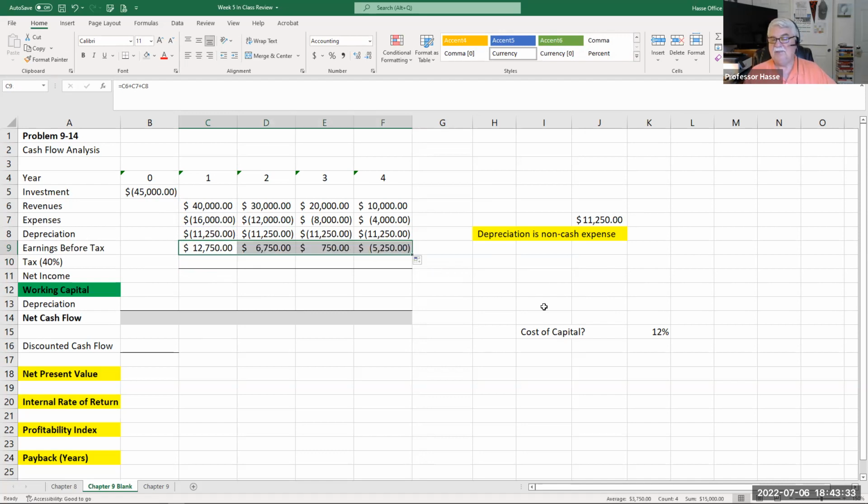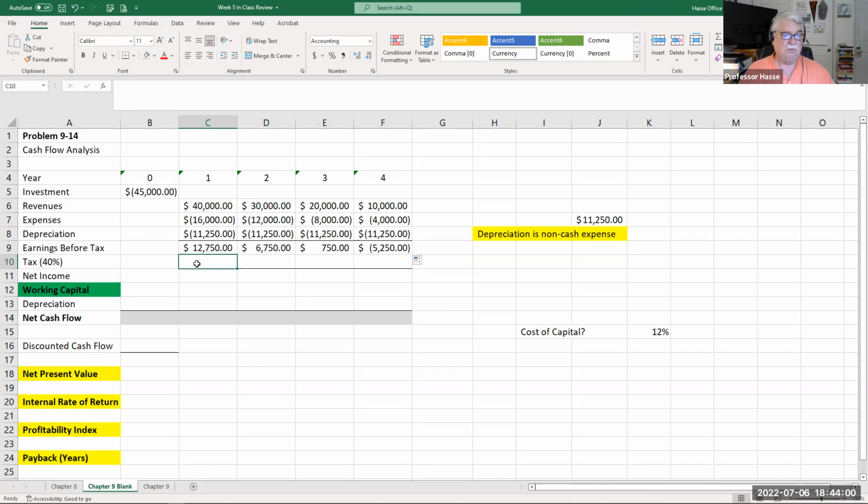And notice we're seeing something interesting here. In year 4, when our revenues become only $10,000, we lose money in year 4 in this project. How about that one? Now we have to take 40% of our earnings and pay Gavin Newsom and Joe Biden. All right, we got to pay those boys. Keep them off our backs. So we got to pay our corporate tax.